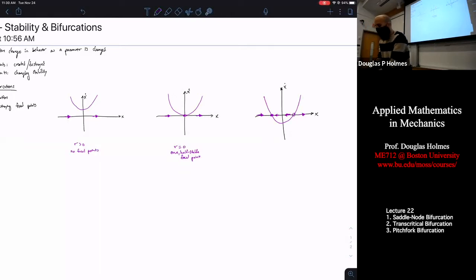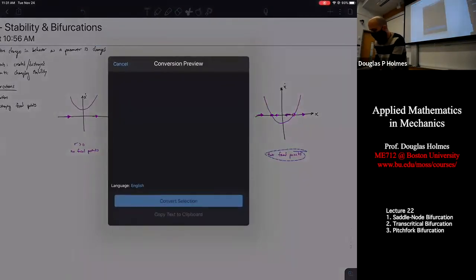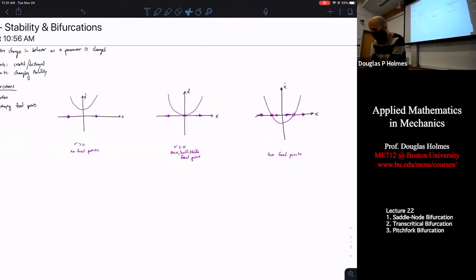Again, if you don't like the graphical method, you can just say, well, this slope is negative, so that's got to be a stable fixed point. This slope is positive, so that's got to be an unstable fixed point. So clearly here, we see that there are two fixed points when r is less than 0.